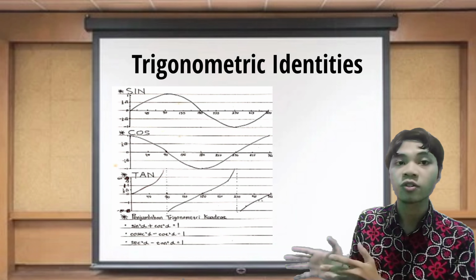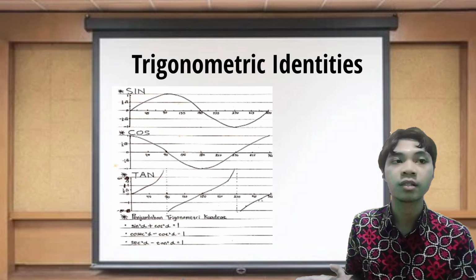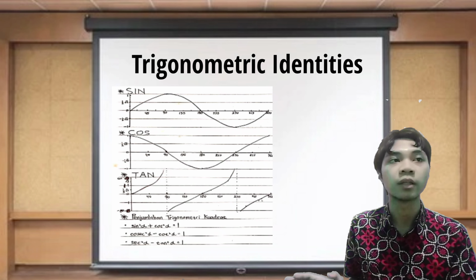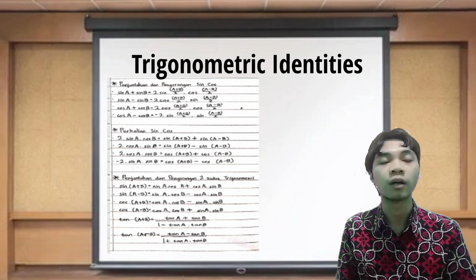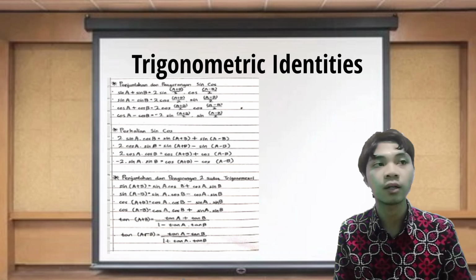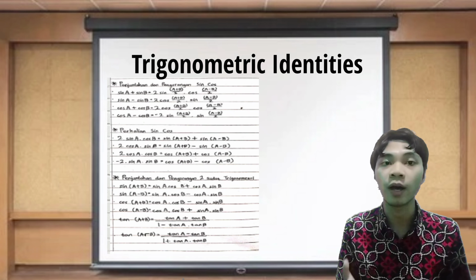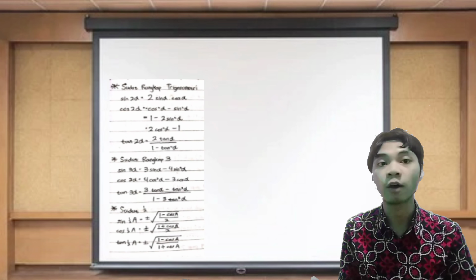And the next basic material is trigonometric identities. You can see on screen that there is a sine graph, cos graph, and tangent graph. And above that, we can see the trigonometric identities. And beside that, you can see there is addition and subtraction of sine and cos, multiplication of sine and cos, addition and subtraction of two angles, and the next is the rules for double angle, triple angle, and half angle.